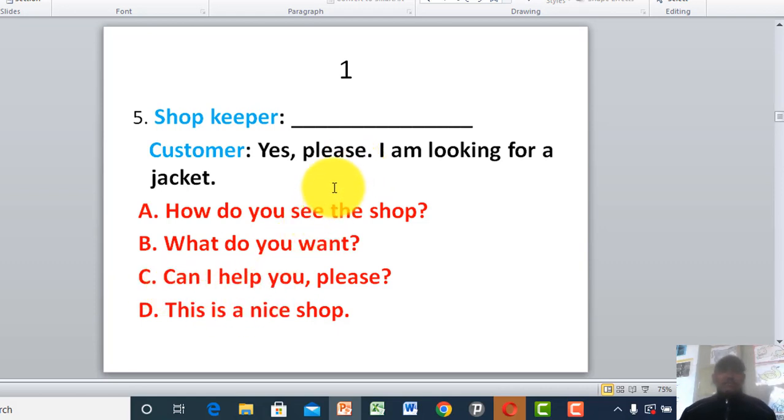Good morning. Good afternoon. Good evening. Can I help you, please? What do you want to buy? Can I give you a jacket? Can I give you trousers? Can I give you socks? Yes. This is a nice shop. It's not a kind of opinion, please. So the answer should be still what?